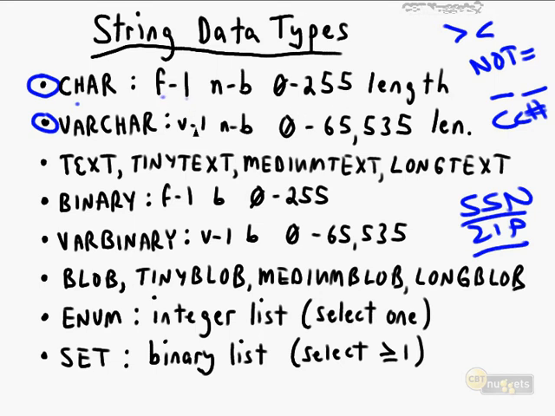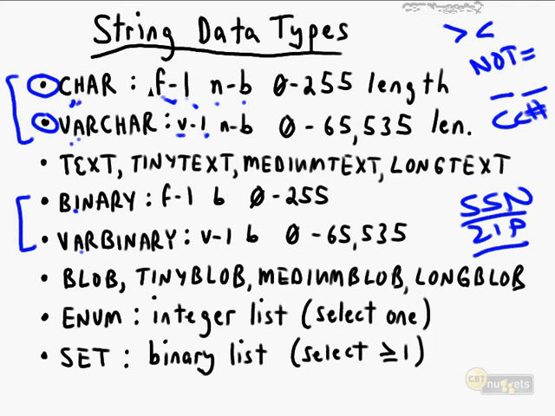This FL, apologize for my cramped writing here, that's not a 1. This means fixed length non-binary, okay? And VL, that's not V1 or VH1, it's variable length non-binary. The big take-home message with string data types is char and varchar, binary and varbinary. Big difference here. Char is fixed length, varchar is variable length.